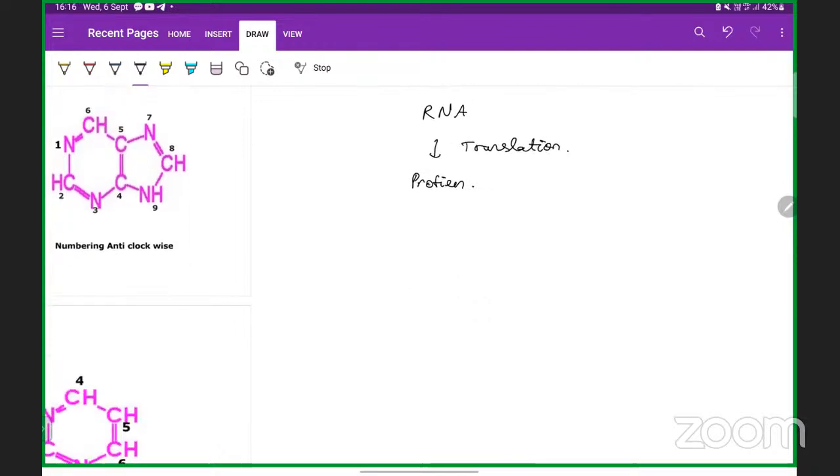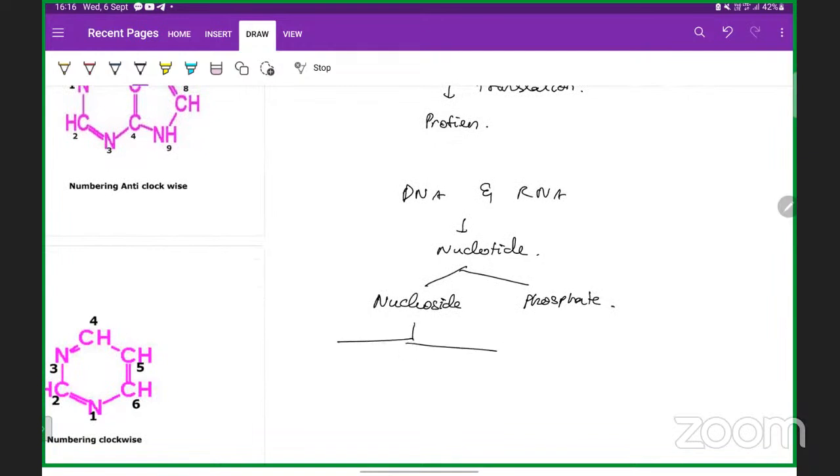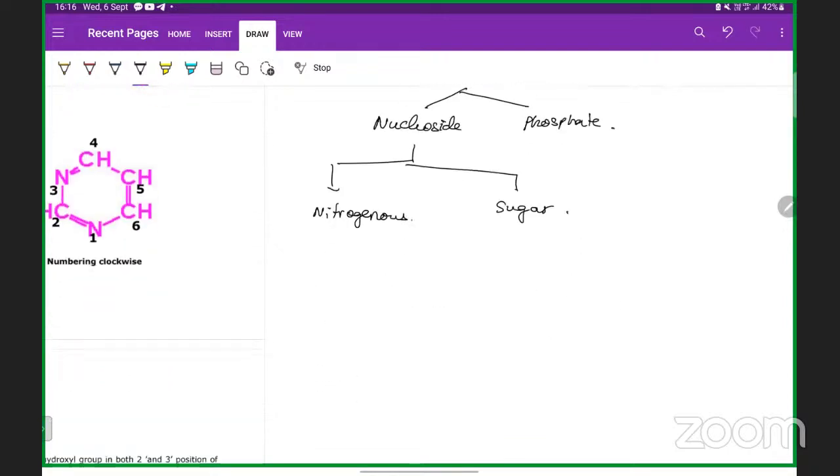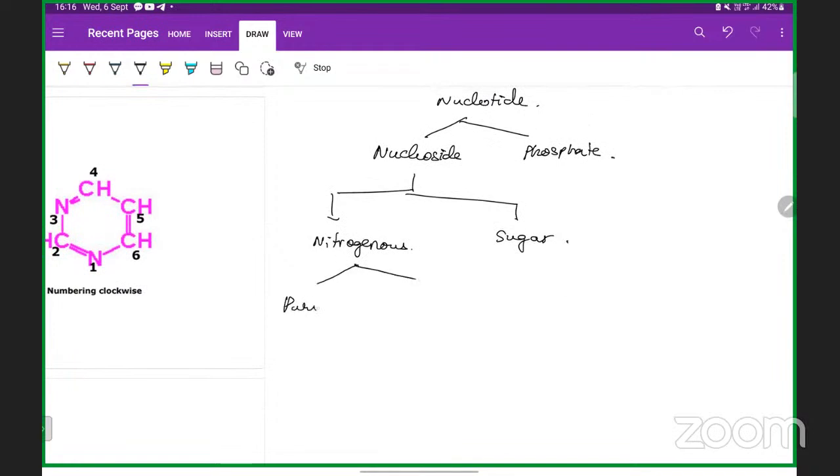Okay, now I told you that all your DNA and your RNA are going to be made up of nucleotides. This nucleotide is actually made up of two components. One is your nucleoside and the other is your phosphate. This nucleoside is again a combination of a sugar and a nitrogenous base, and this nitrogenous base is what we call purine and pyrimidine.